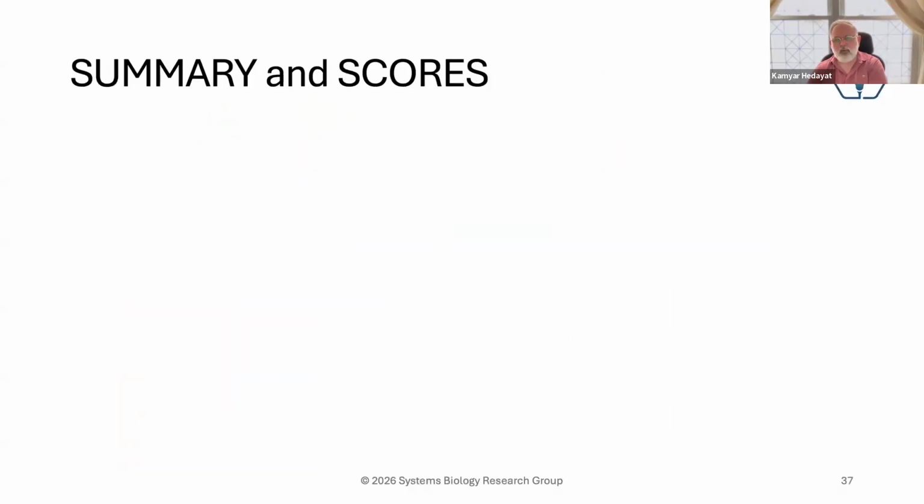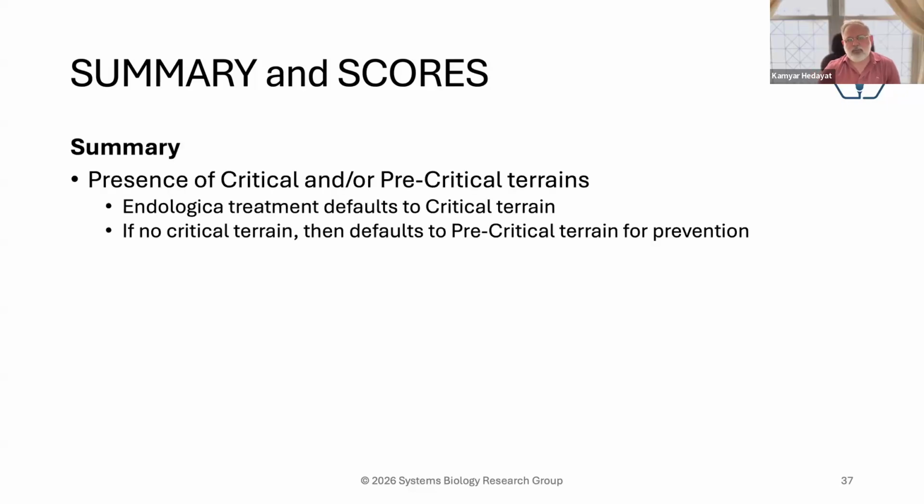The summary and the scores are also a bit unique in this panel. The summary will show you the presence of the critical and or precritical terrains, and it'll just sum it up in one phrase for you. Like it'll say, this patient has an allergic tendency and a precritical tendency. Or it'll say they don't currently appear to have allergies, but they do have a hyperimmune terrain. Whatever the total summary is, it's going to give you that in one line.